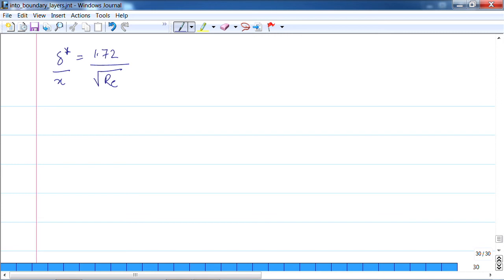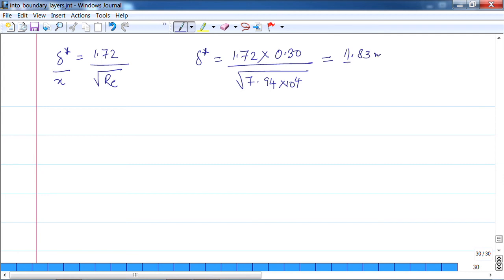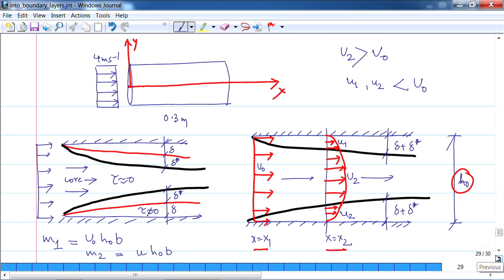So, at the end of the boundary layer, here basically you can take delta star as 1.72 and x is the end of the test section, which is something that we have calculated, which is 7.94 times 10 to the power 4, and what I get is 1.83 millimeters.